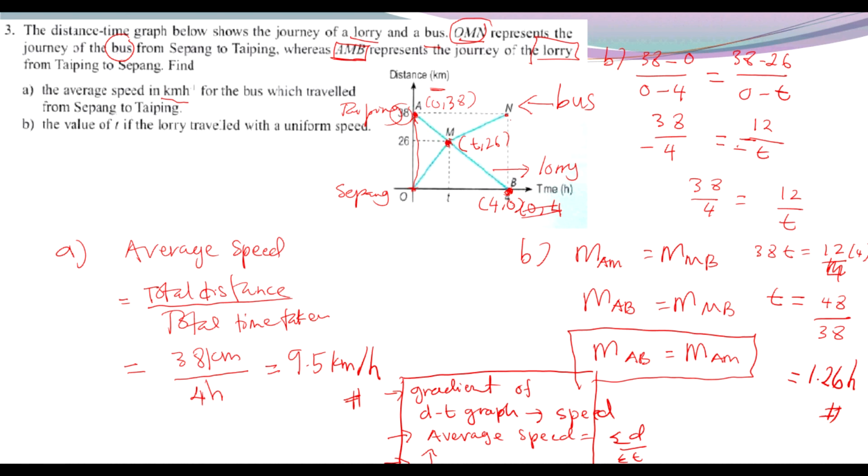This represents the distance time graph. This represents the uniform speed. This represents the stationary position, and this represents the reverse direction. The gradient here is negative, which means it is reverse direction. The gradient here is positive, right?